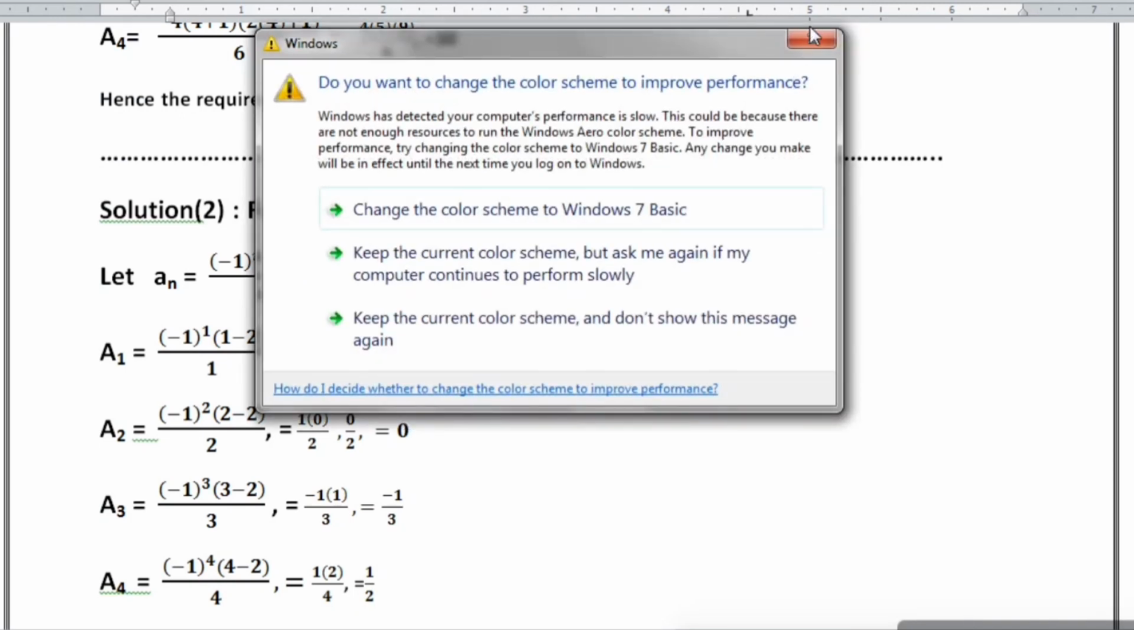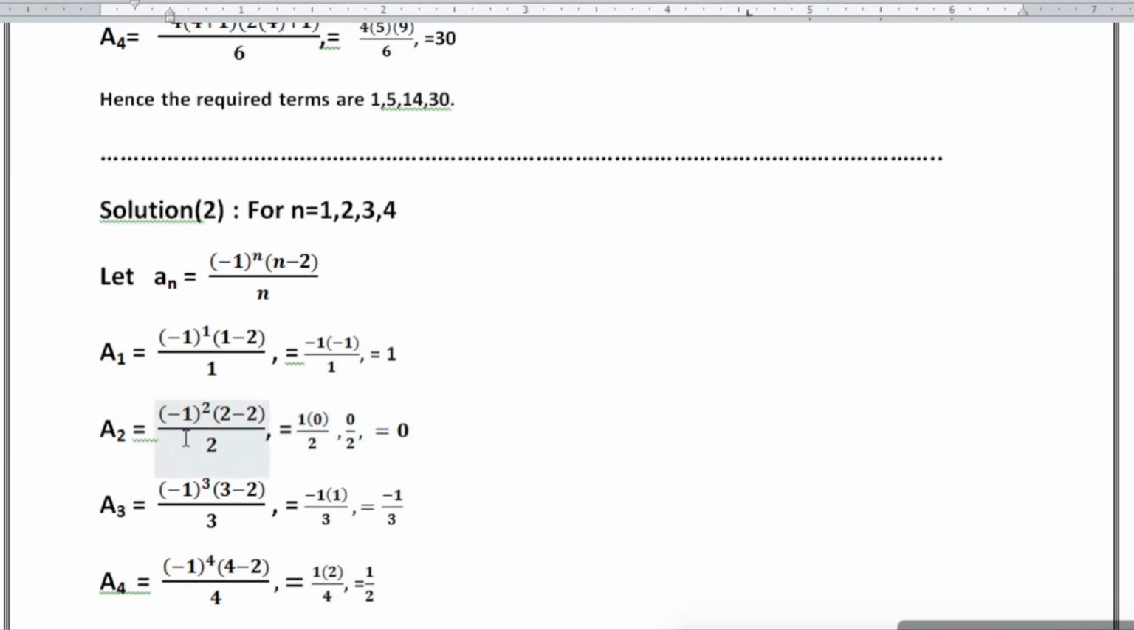Next, for n is equal to 2, minus 1 whole power 2 into 2 minus 2 divided by 2. Minus 1 whole square is equal to plus 1. 2 minus 2 is equal to 0, so 1 into 0 divided by 2 is equal to 0. For n is equal to 3, minus 1 whole power 3 into 3 minus 2 divided by 3. Minus 1 whole power 3 is equal to minus 1, because the power is an odd number. 3 minus 2 is equal to 1, divided by 3, so minus 1 into 1 is equal to minus 1 divided by 3.